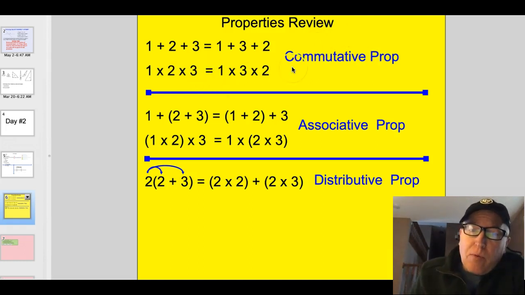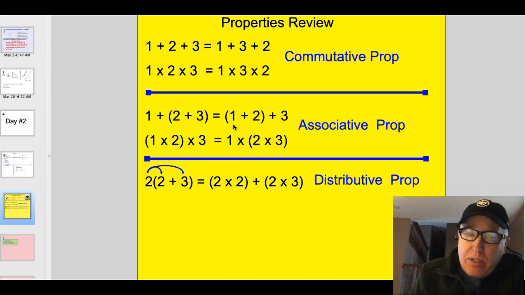This here would be the commutative property of multiplication. I can say that 1 times 2 times 3 is equal to 1 times 3 times 2. The same thing. I just moved these numbers around. I can move any of the numbers around. The order doesn't matter. Don't you remember the video? It just doesn't matter.